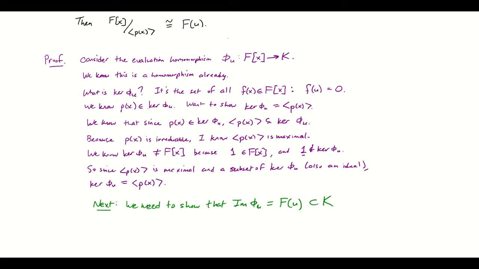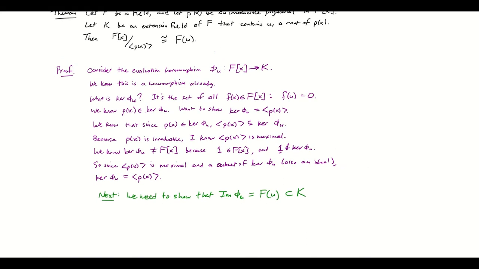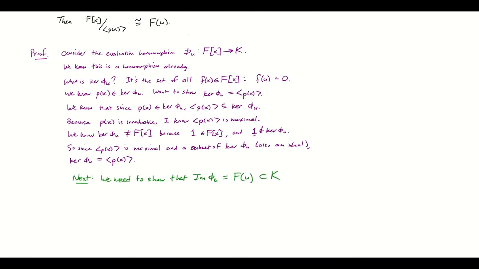So first let's deal with why the image of this map is a field at all. We know it's a subring of K, but why a subfield? All right, so let's see if we can prove that. So why is the image of phi sub u a subfield of K?